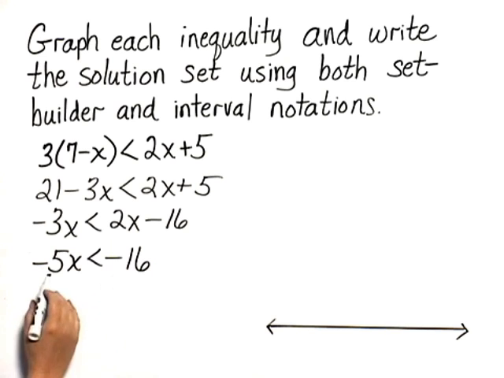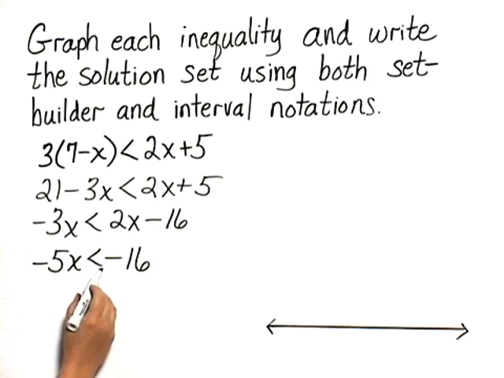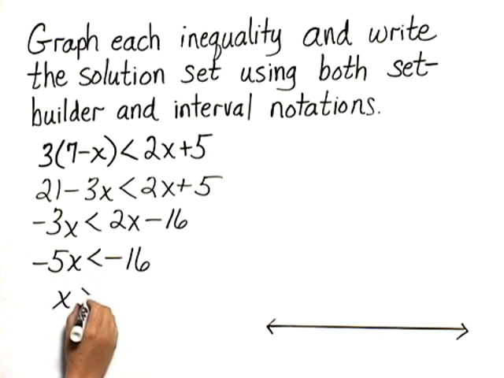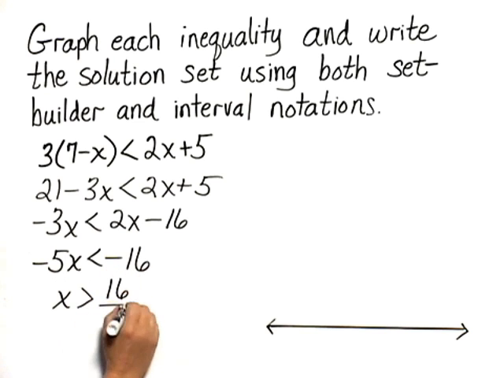Finally, we'll want to divide both sides by negative 5. But remember, when we divide or multiply by a negative number, the inequality symbol has to change direction. So when I divide this side by negative 5, I get x. The inequality symbol must change direction. When I divide negative 16 by negative 5, I get 16 fifths.